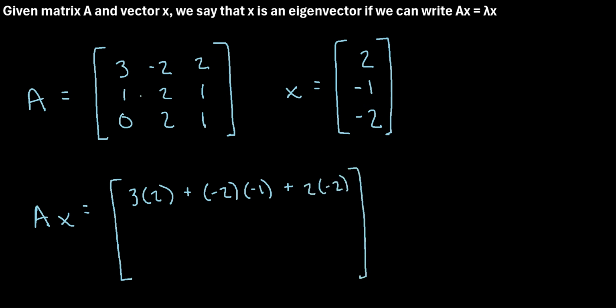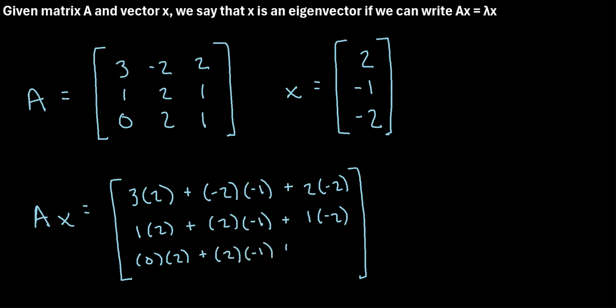And then for the next row, we'll have 1 times 2, plus 2 times negative 1, plus 1 times negative 2. And in the last row, we'll have 0 times 2, plus 2 times negative 1, plus 1 times negative 2.